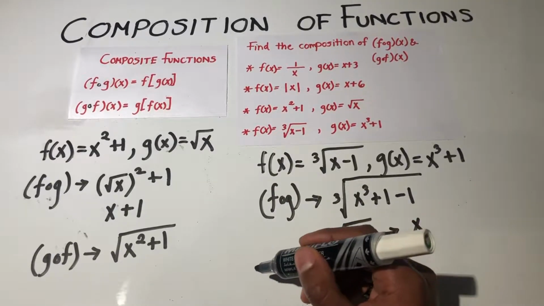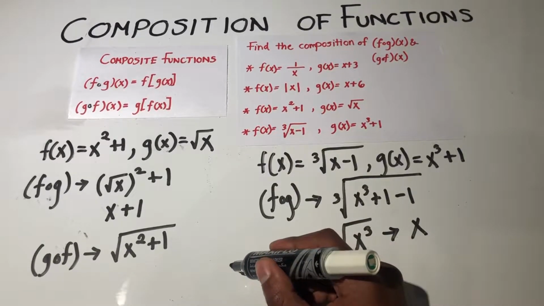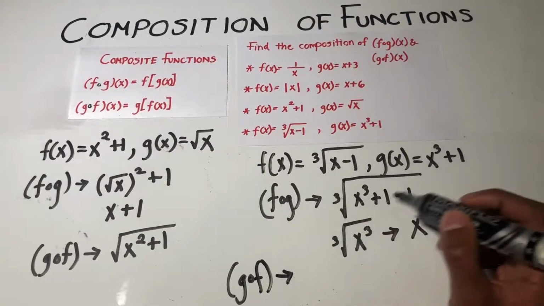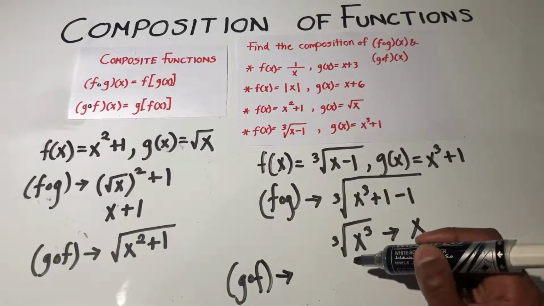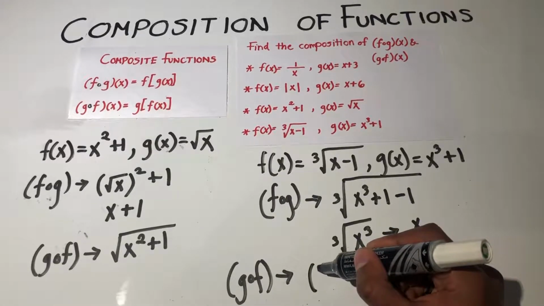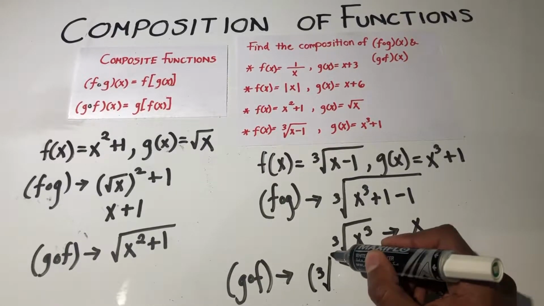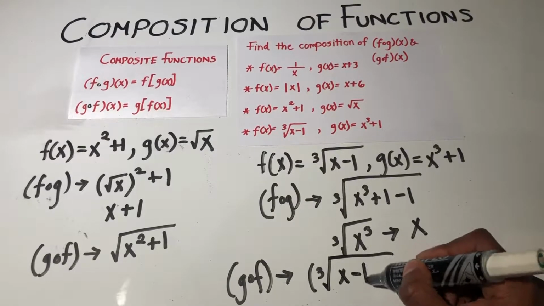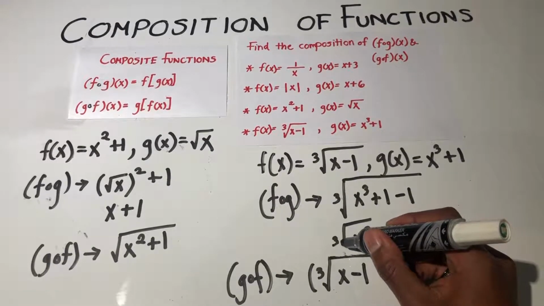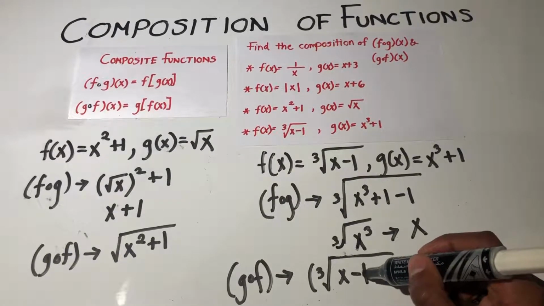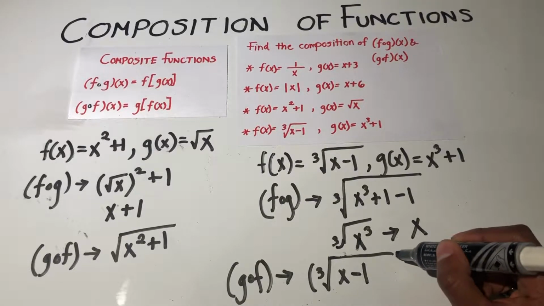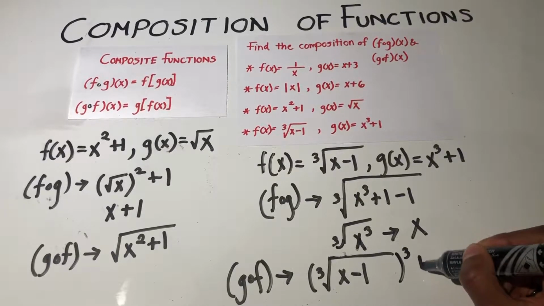Now g of f of x, we're going to take f of x, put it in for the x in g of x, which is going to be the cube root of x minus 1, cubed, plus 1.